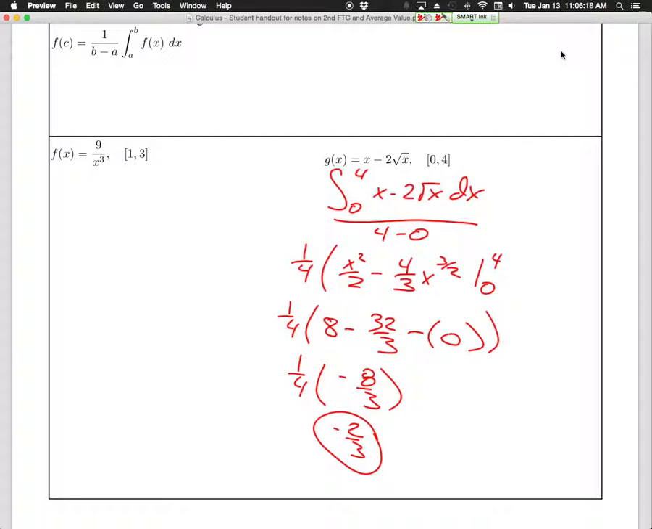Alright, now that I found my average y value, what do I want to do? Set it equal to g of x. So I'm going to do negative 2/3 is equal to, let's go ahead and put the c in there, c minus 2 square root of c. Now I can't solve this one as easily as I solved the last one. So what are my options using the calculator to be able to solve this for c? Type it in.